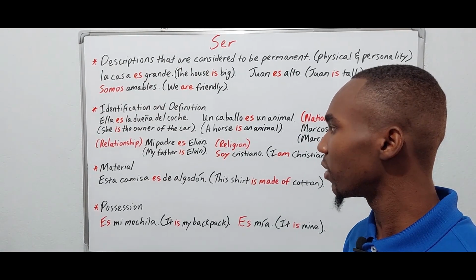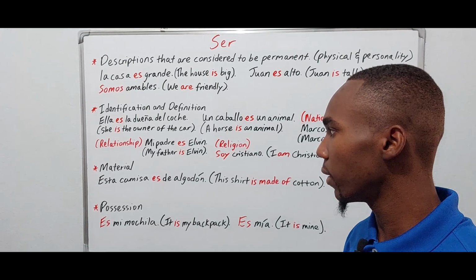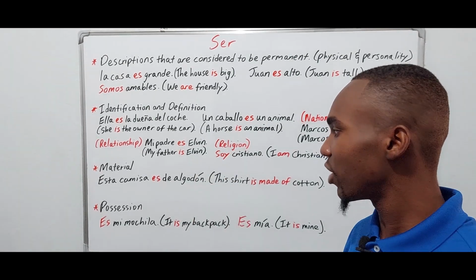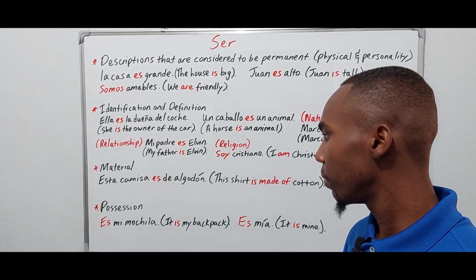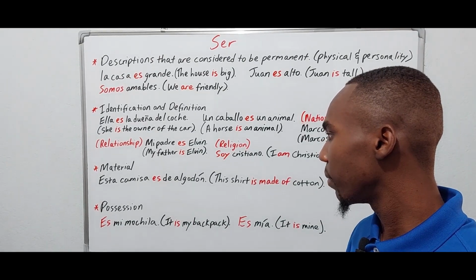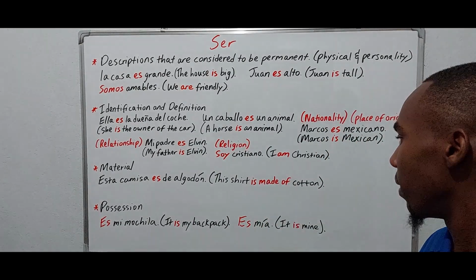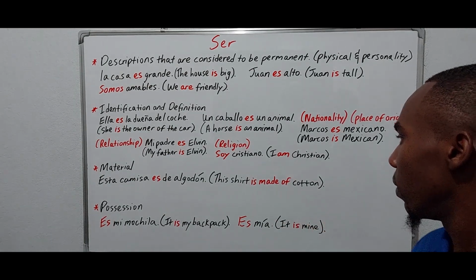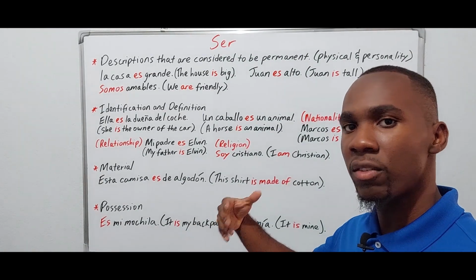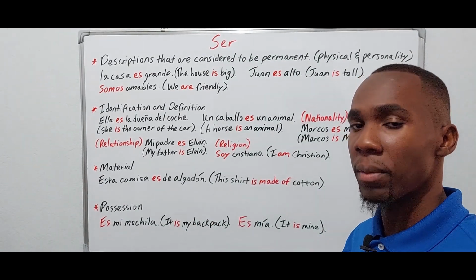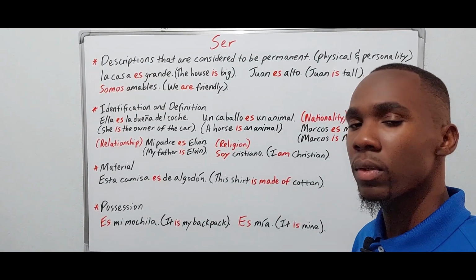So that's how we express material in Spanish. All right. Possession. Es mi mochila. It is my backpack. Or es mía. It is mine. Mía because mi mochila is singular and it's feminine. So you use mía. Okay?